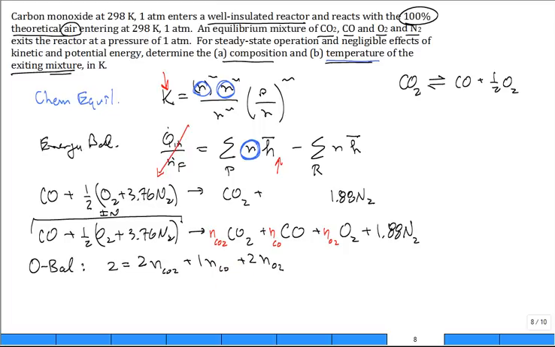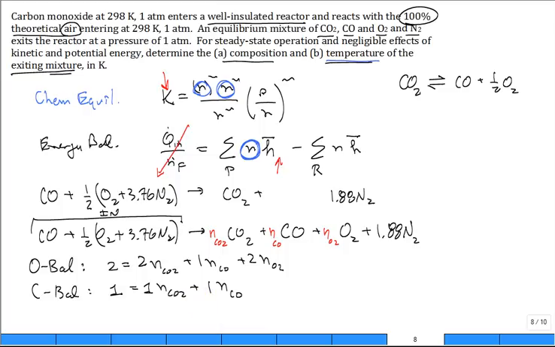Then the next balance, carbon balance. Okay, how many carbons come in? 1. How many go out with the CO2? And how many go out per CO? Good. Do we have a hydrogen balance? No, and the nitrogen are already balanced.